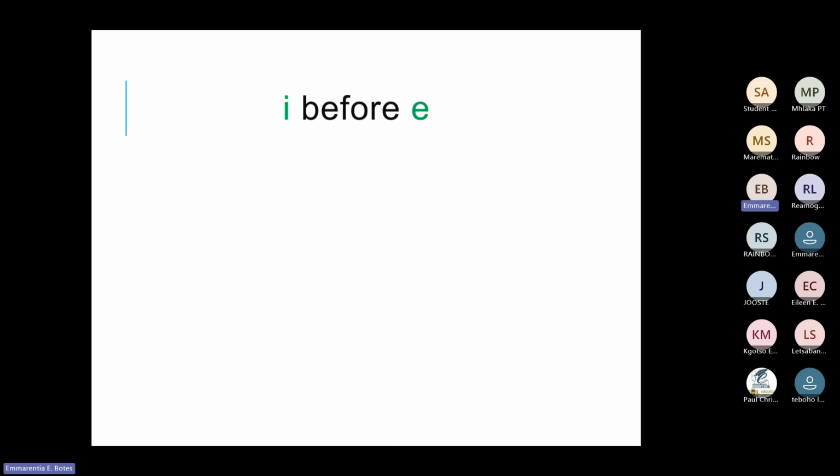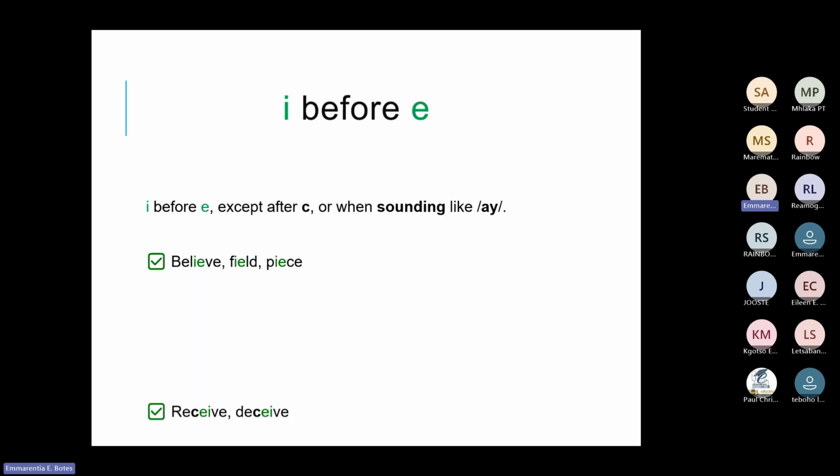The first one we're looking at is I before E. Let's see what that means. I before E, except after C, or when sounding like A. Now, let's see what I mean by that. If we look at these words, believe, field, and peace, do you see that the I is before the E every time with these three words?